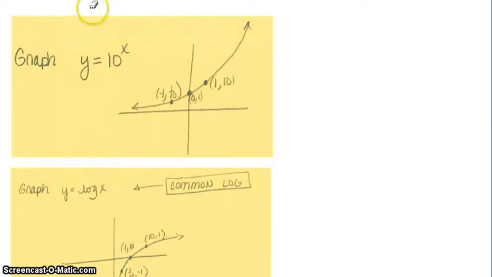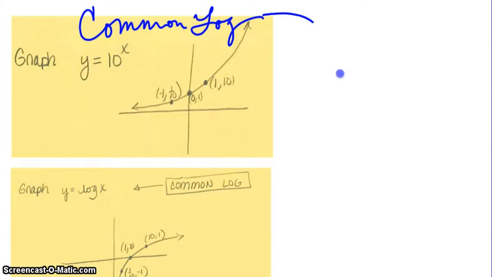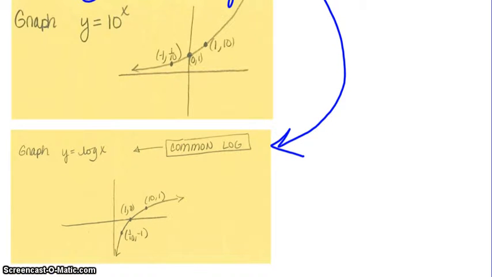Here's the common log. Actually, the common log is right down here. This is your exponential function that leads to the common log. Remember, logs and exponents, those functions, those graphs are inverses. So right here, I have y equals 10 to the x. That's just an exponential growth model. I only have 3 points graphed, or plotted. I could have put more.